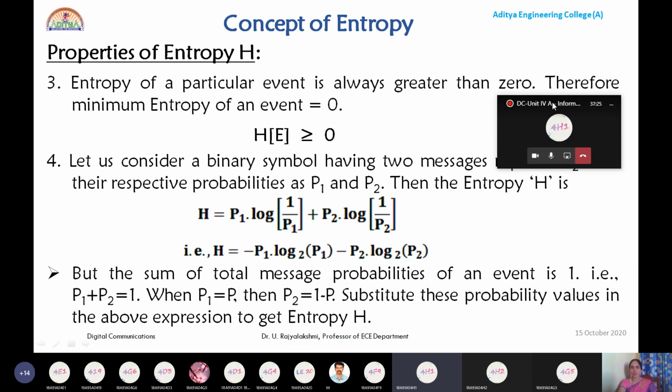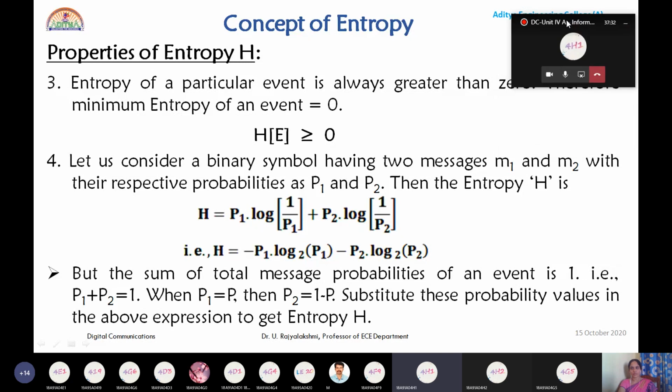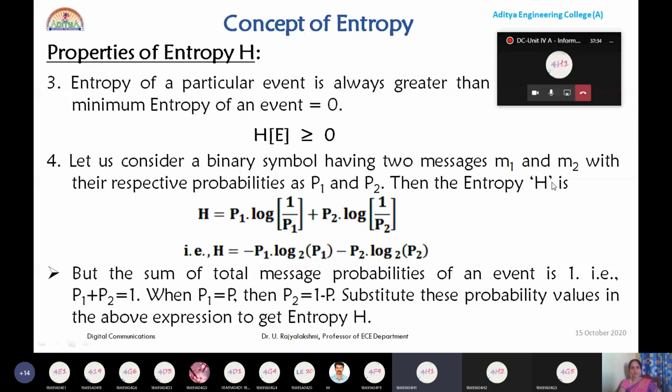You only read the fourth property. I request H1 to please read the fourth property. Let us consider a binary symbol having two messages M1 and M2 with their respective probabilities P1 and P2. Now, can you please tell me the expression for entropy?